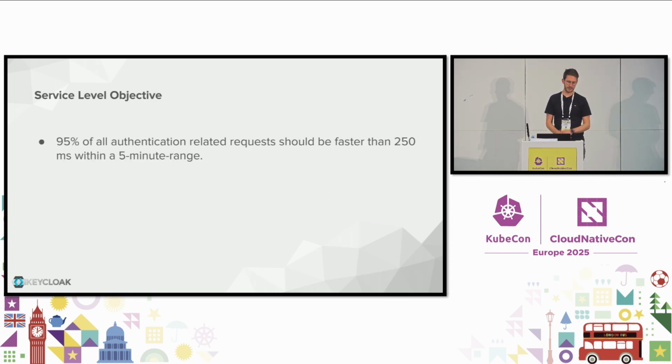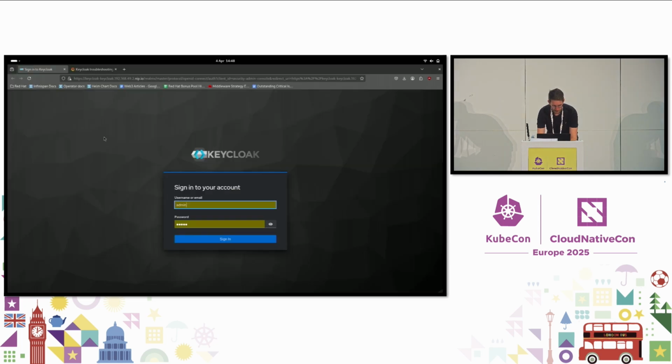So before I touched on service level objectives, I'm going to reuse the example from our documentation. In this deployment, we want 95% of all authentication-related requests to be faster than 250 milliseconds within a given 5-minute range. So I'll just jump to the browser here.